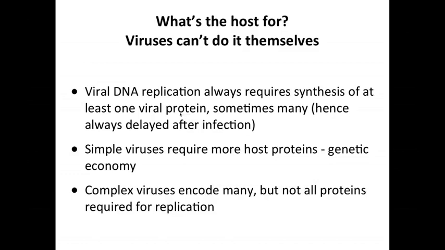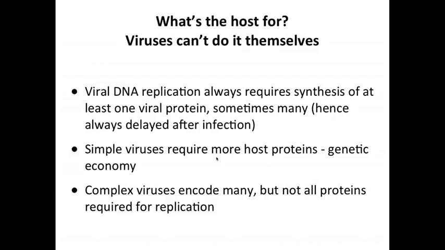So it's not enough for the viral DNA to get in the nucleus. It has to be transcribed to mRNA. The mRNA has to be translated, and then one of those proteins, at least one, participates in viral DNA synthesis. So simple viruses need more host proteins because their genomes are smaller. We call this genetic economy. If you have a small genome, you can't encode everything. So you depend more on the host. These small viruses need a lot of host proteins to replicate their DNA. And as you will see, some of them encode just one protein that is needed to participate in DNA replication.